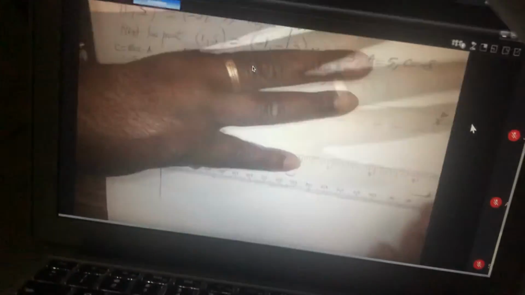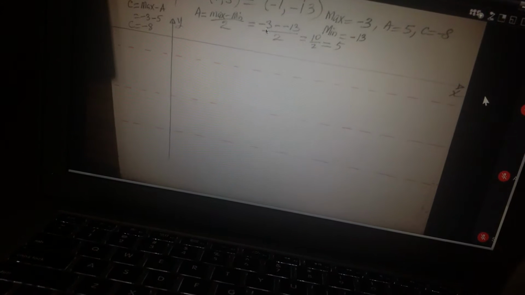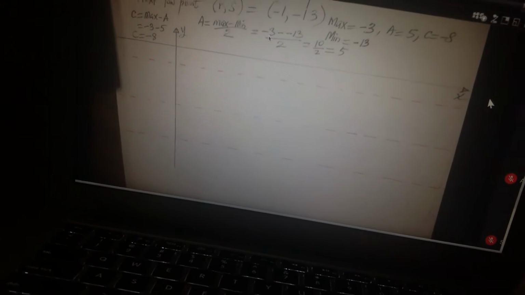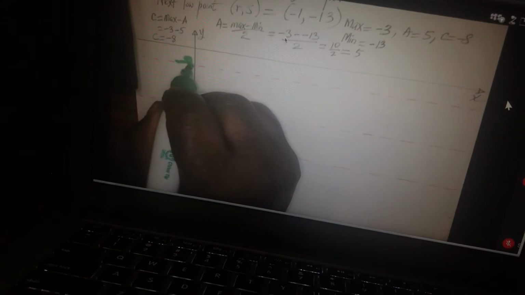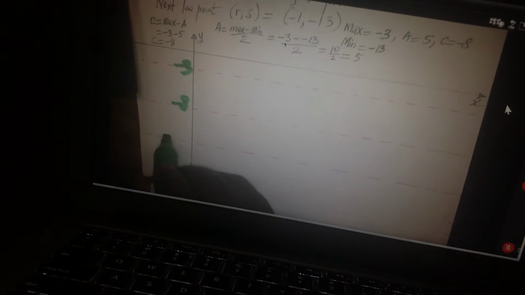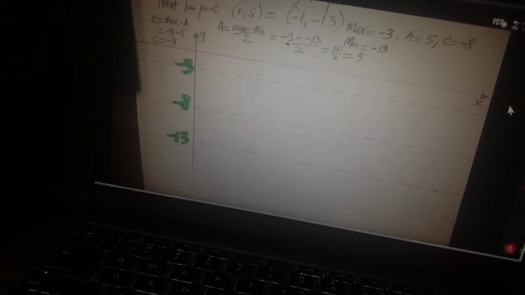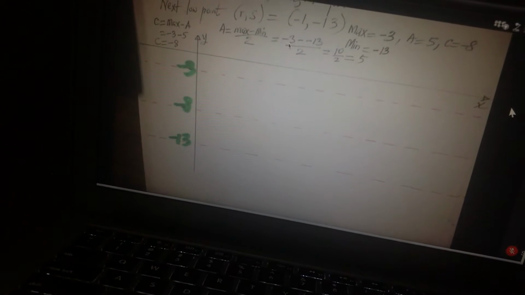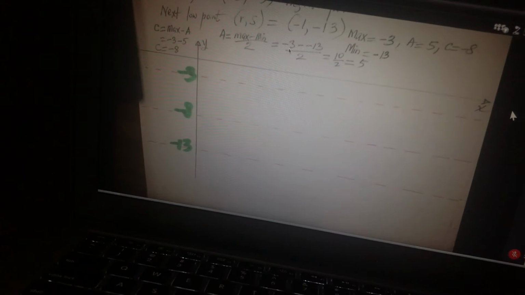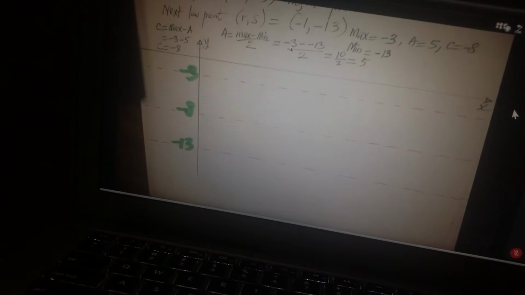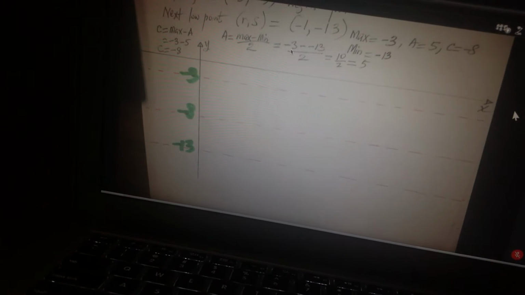Everybody watch and learn. This is interesting. I have my 3 horizontals. I need to label them. The max is -3. The middle one is -8. The min is -13. I got that. When I have a graph like this, I need to label the x-axis. That's the next thing.